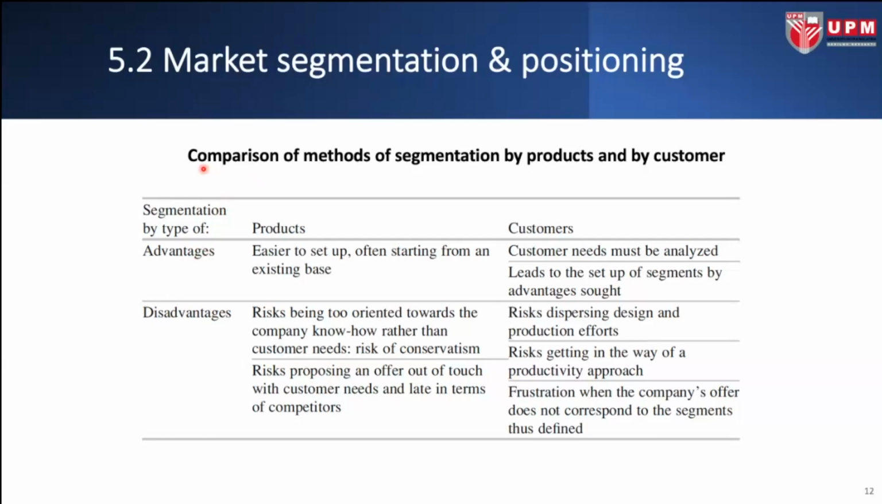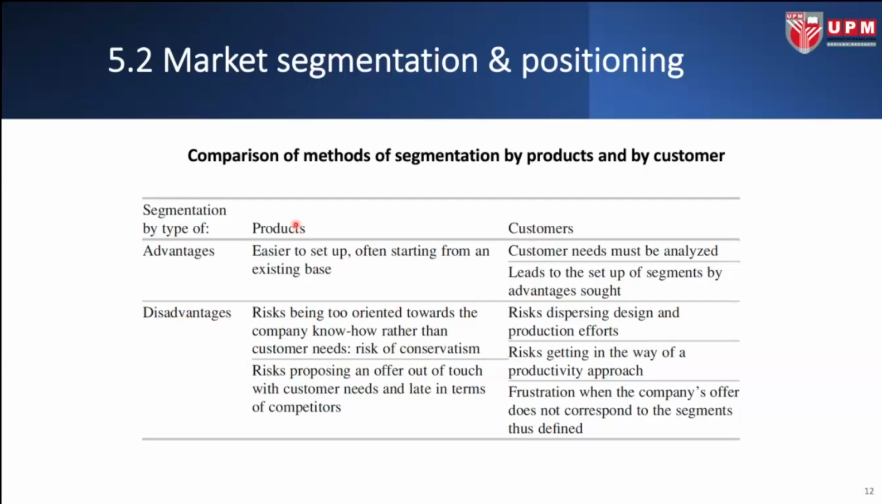This is a table of a comparison of methods of segmentation by product as well as by customer. So this is the first column here, by product, and the column next to it is by customer, right? The advantages of having by product is that basically it is easier to set up, often starting from an existing base. For the advantages of customer by customer, basically customer needs must be analyzed. This leads to the setup of segments by advantage sort.